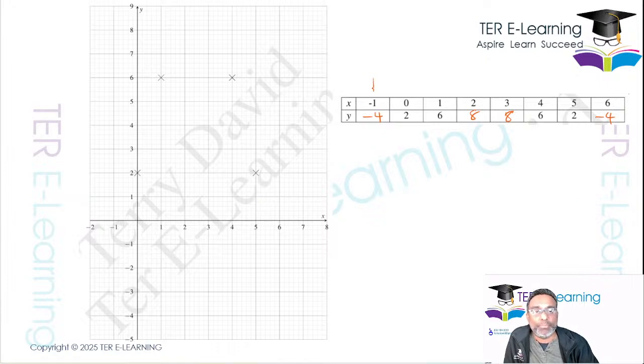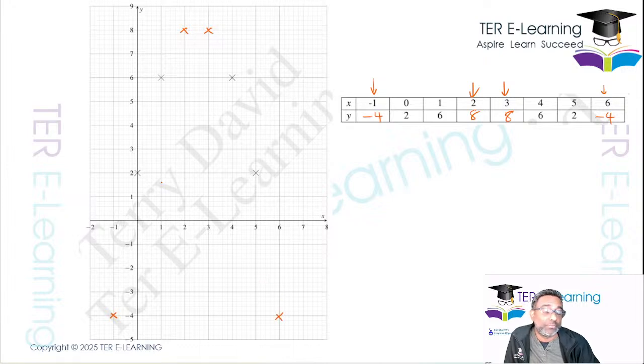So we plot all the points. Minus 1, 4, that's here. 0, 2 is already plotted. 1, 6 is already plotted. So we have 2, 8 and 3, 8 to plot. So 2, 8 and 3, 8 is here. Then we have 4, 6 already plotted. 5, 2 already plotted. And we have 6, minus 4.